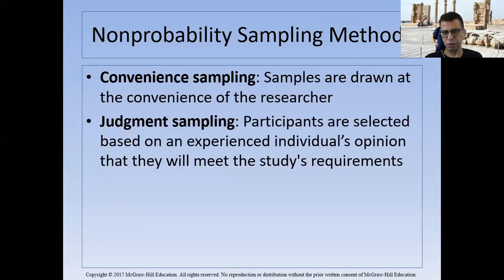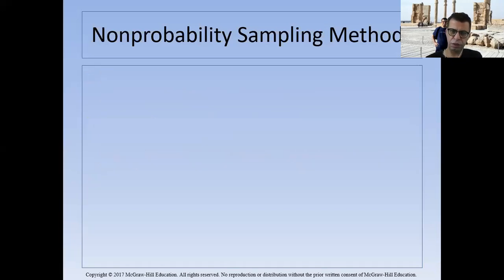And judgment sampling, as we said, is where participants are selected based on the experience or opinion of an individual. You might think, I don't think a white male will answer my survey. So you're putting your judgment there, and you avoid every white male who is passing by. So this is non-probability sampling.